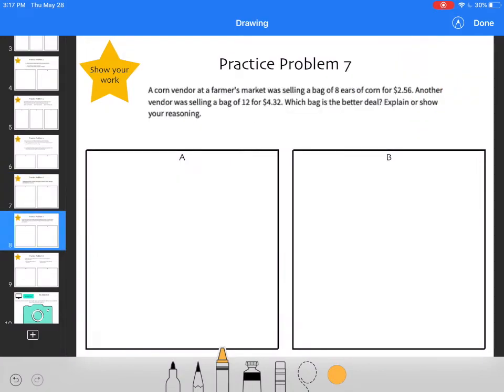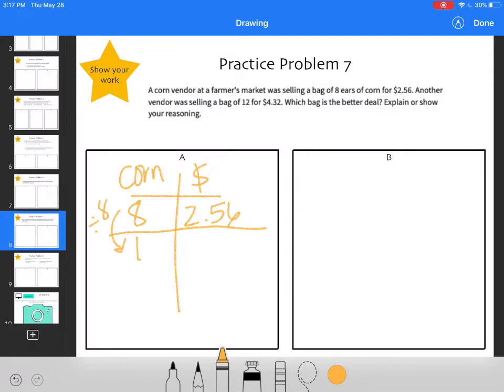A corn vendor at a farmer's market was selling a bag of 8 ears of corn for $2.56. Another vendor was selling ears of corn, 12 for $4.32. Which is the better deal? So that's 8 ears of corn for $2.56. I want to figure out what it is for 1. So I'm going to divide by 8. So I'm going to take my calculator, $2.56 divided by 8, and I get 32 cents for 1 ear.